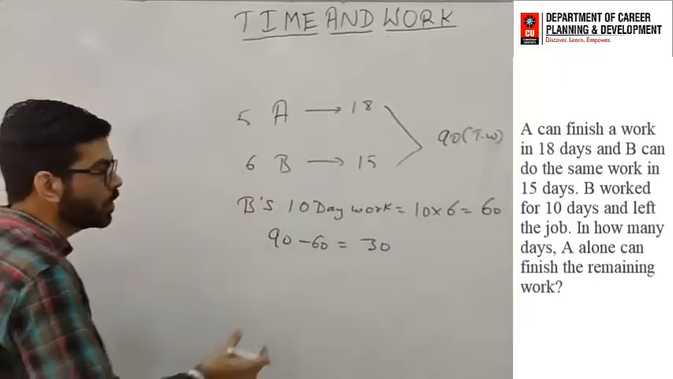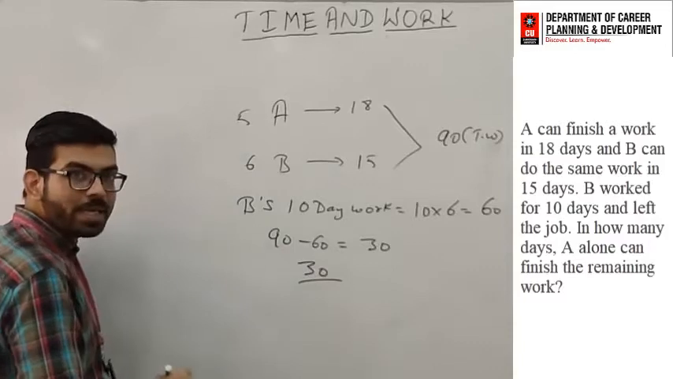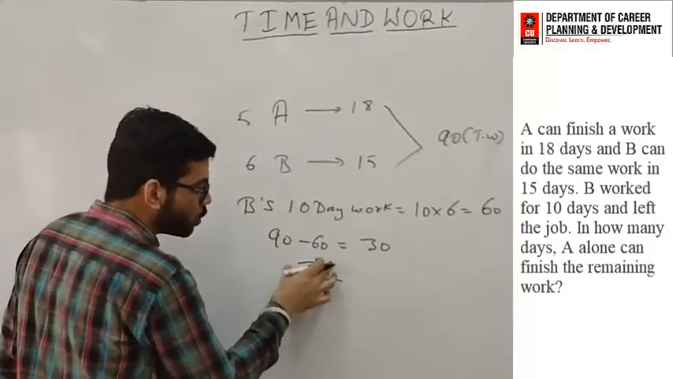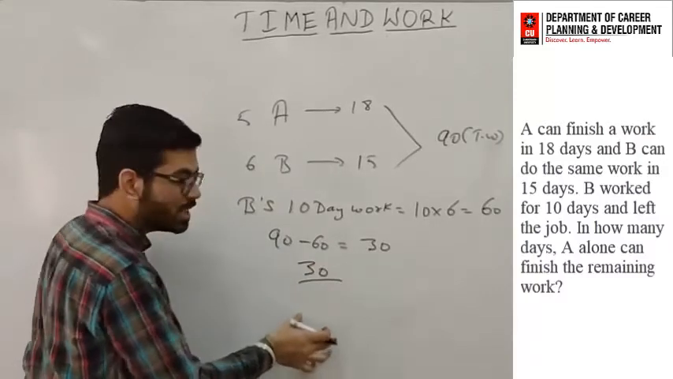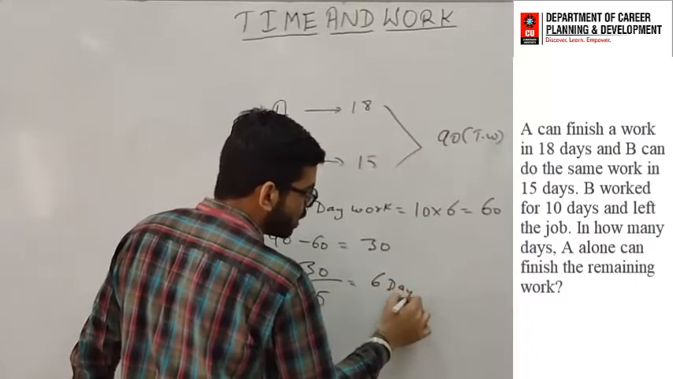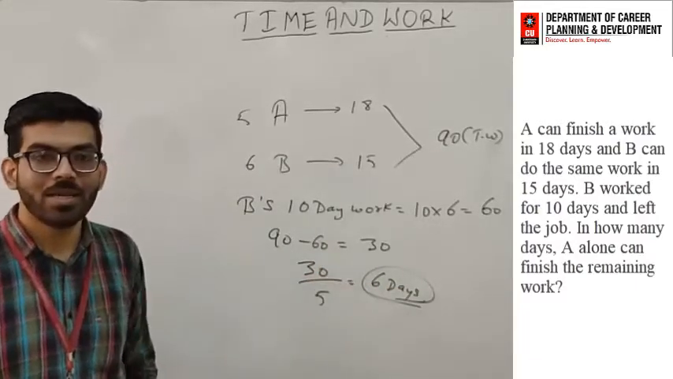Now this 30 unit of work will be completed by only A, because now B has left the work. So from here, this 30 unit of work will be completed by A with the efficiency of 5. So that means total work divided by the efficiency, which is 5. So A will take 6 days. The remaining part will be taken by A, which is 6 days.